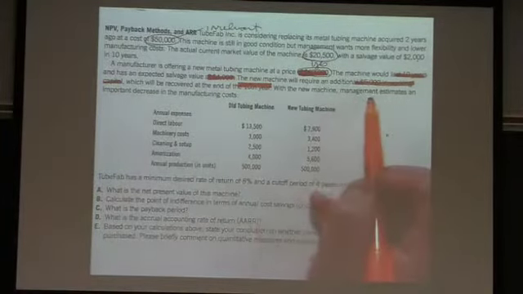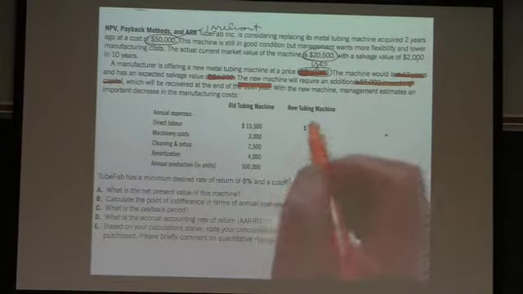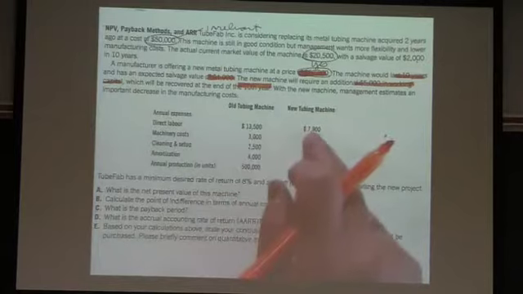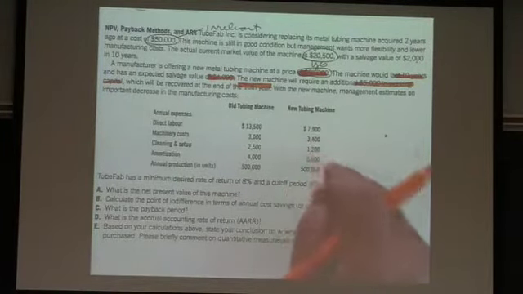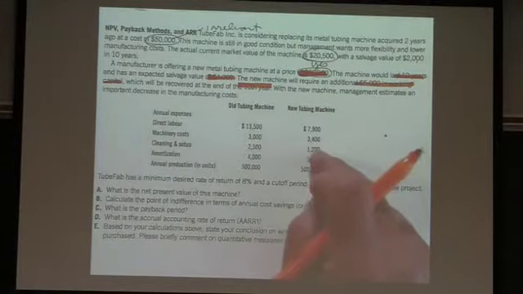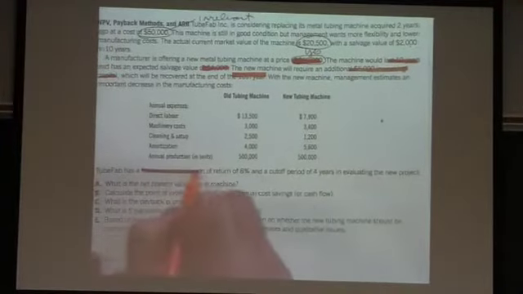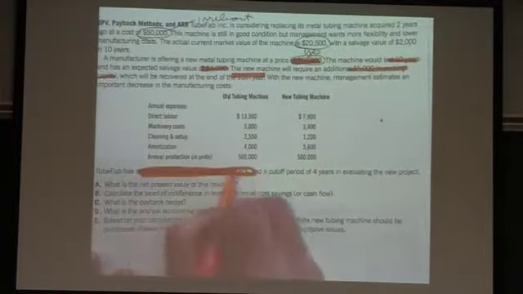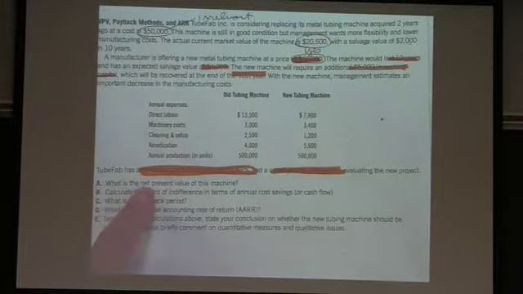With the new machine, the management estimates an important decrease in manufacturing cost. So you can see that the labor goes down, the machine cost goes up, cleanup goes down, amortization, and so on. Now, the question is, they want a minimum desired rate of return of 8%, and the payback period is 4 years for the cutoff. They want us to do the NPV first. So let's do that.